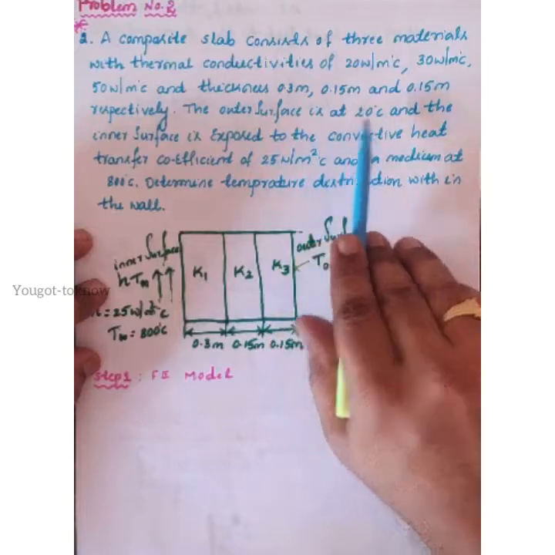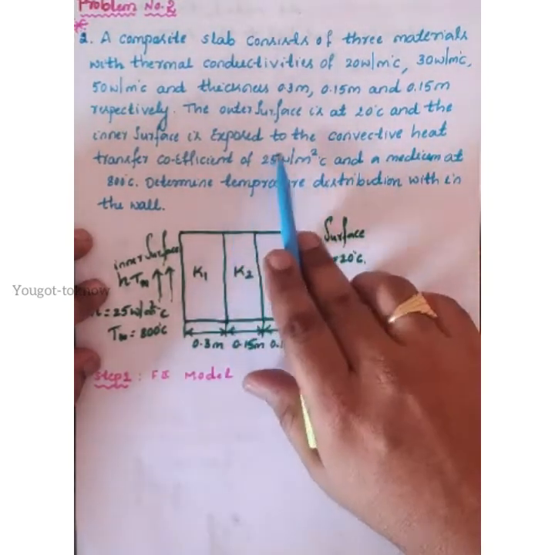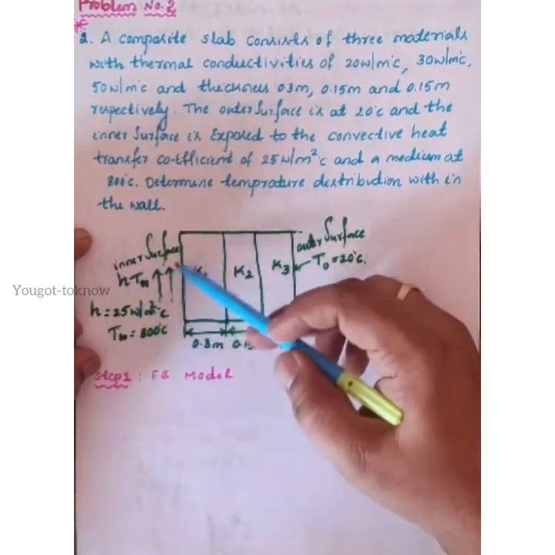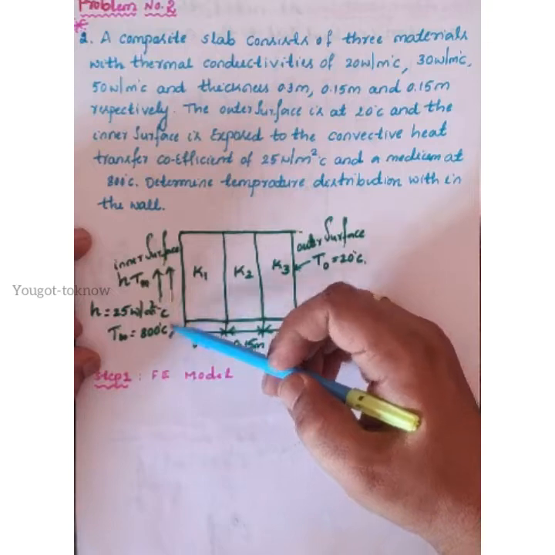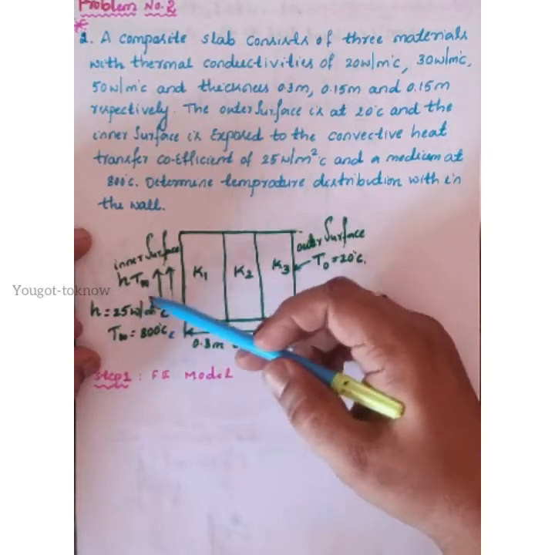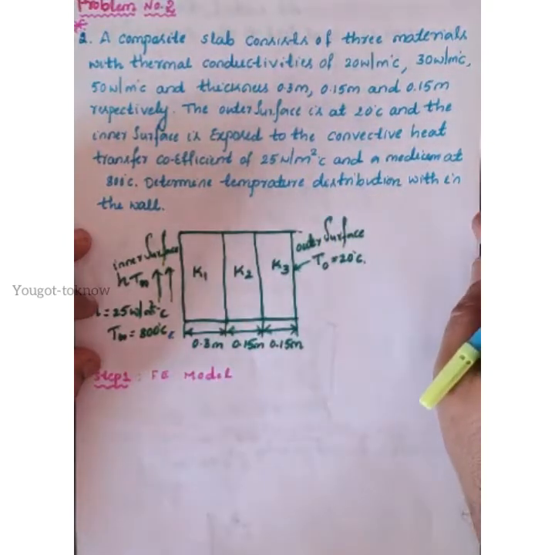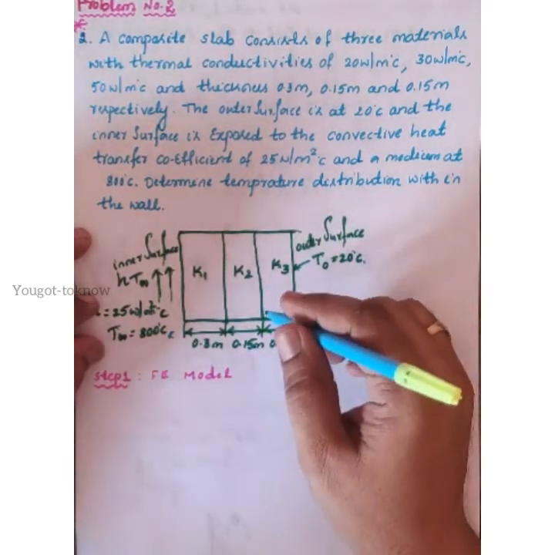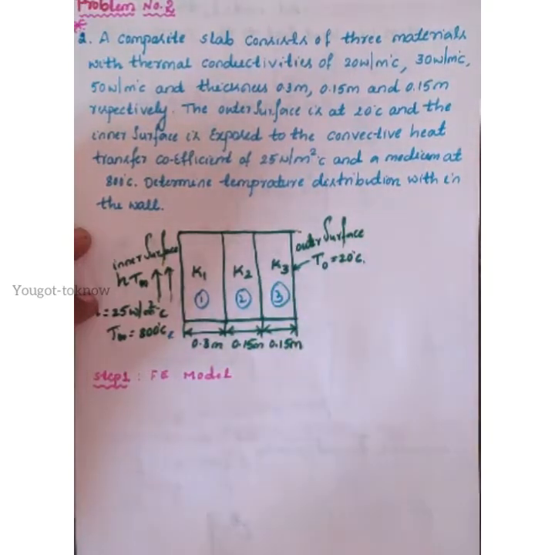Here the outer surface is at 20 degrees Celsius. That means temperature is given here as 20 degrees Celsius. The inner surface is exposed to a convective heat transfer coefficient of 25 watt per meter square degree Celsius, with a medium temperature of 800 degrees Celsius. That means T infinity is 800, h is 25. This is the given problem. First you should draw the figure. Now after this, what do you want to record? How many elements are there? 1, 2 and 3. That means 3 elements are there.